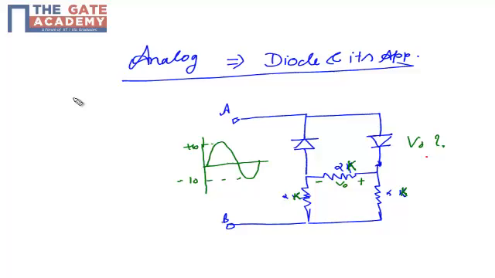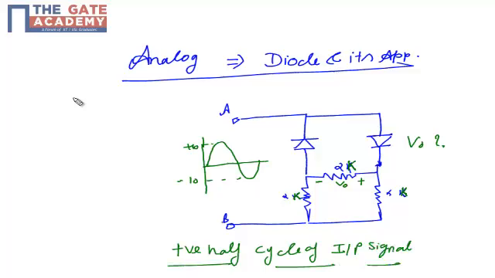So for the positive half cycle of the input signal, name this diode as D1 and this one as D2. For the positive half cycle, my A will be positive and B will be negative. In this case, my D2 will be conducting and my D1 will be off. So my effective circuit will be something like this.